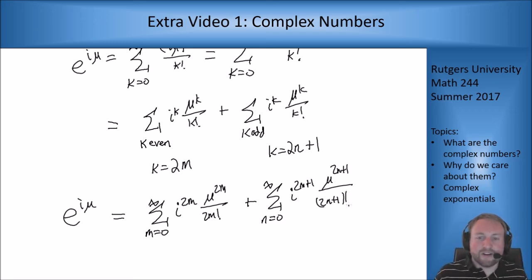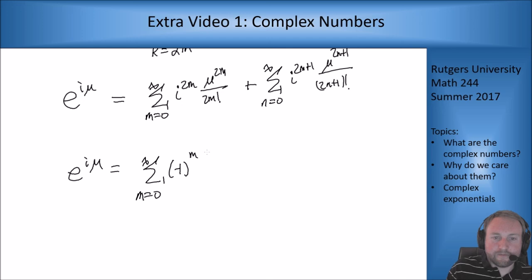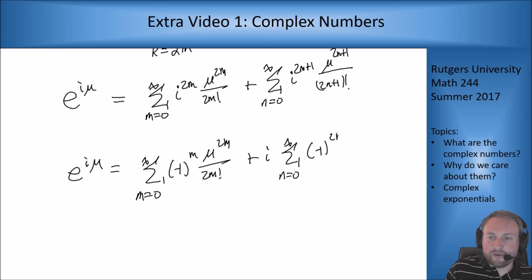And now i to the 2m is just negative 1 to the m. And here I can pull an i to the front and then make this also negative 1 to the n. So let's do both of those steps and see what we see. So e to the i mu equals the sum from m equals 0 to infinity of negative 1 to the m mu to the 2m over 2m factorial, plus i times the sum from n equals 0 to infinity of negative 1 to the n mu to the 2n plus 1 over 2n plus 1 factorial.